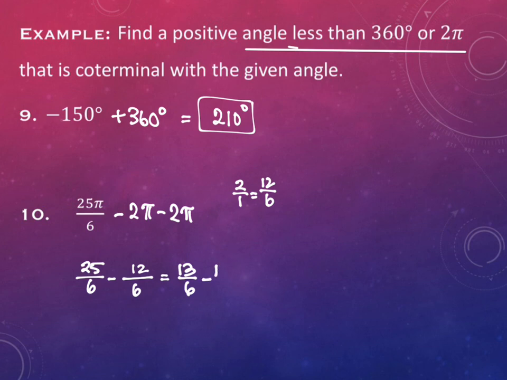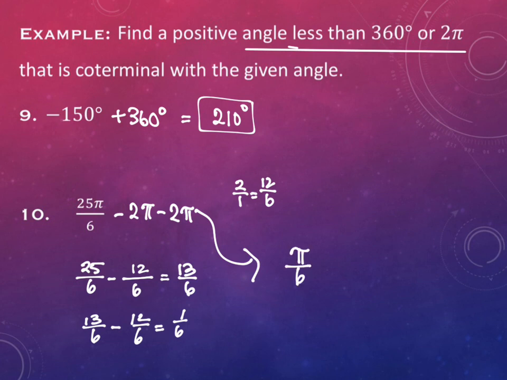I'm going to subtract another 12. That's terrible notation. Let me start over. We're going to take our 13 over 6, and we're going to subtract another 12 over 6. But it's going to be really nice this time. What are we going to get? 1 over 6. Okay, so in the end over here, I get 1 over 6 pi, or simply pi over 6.